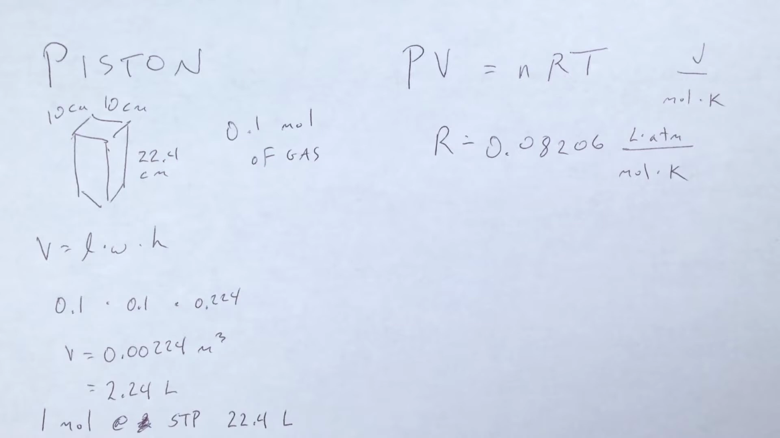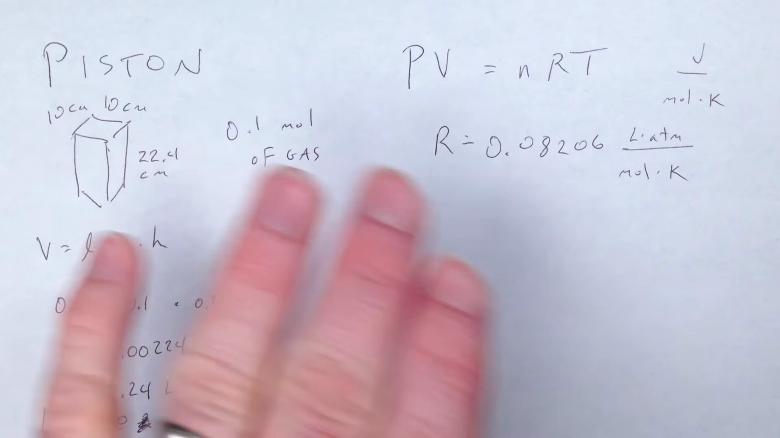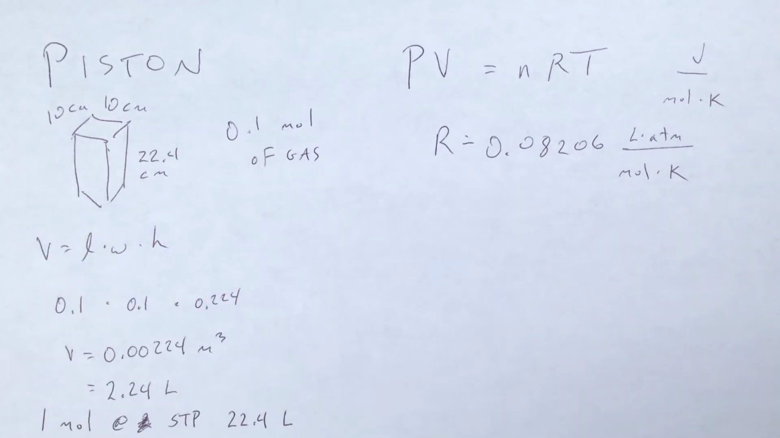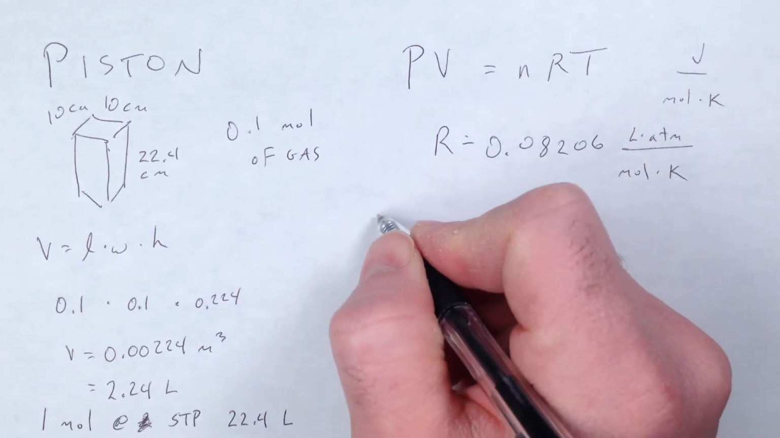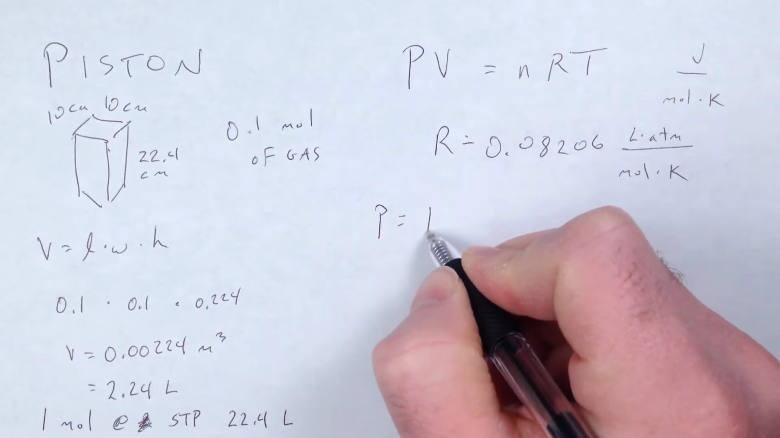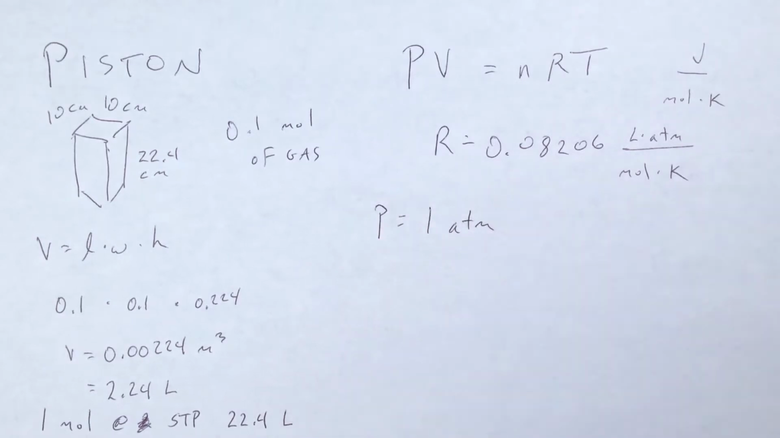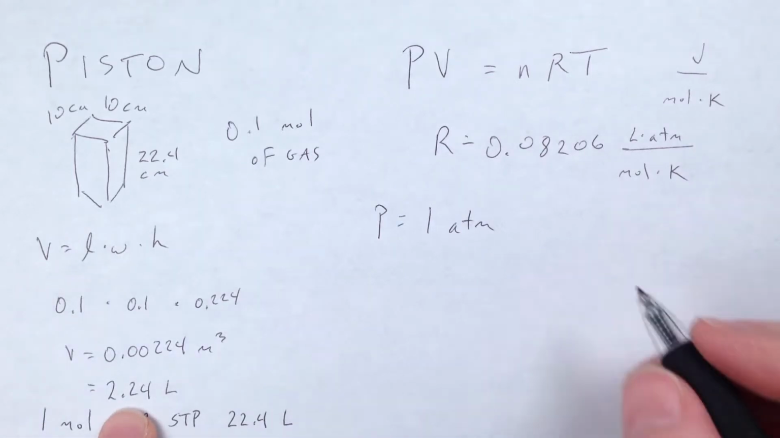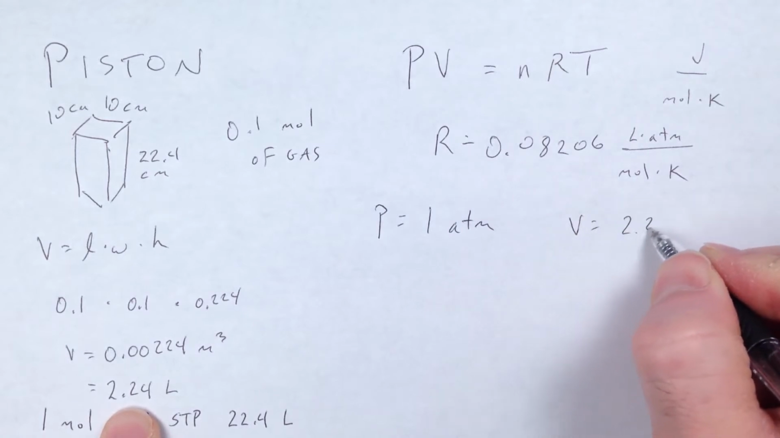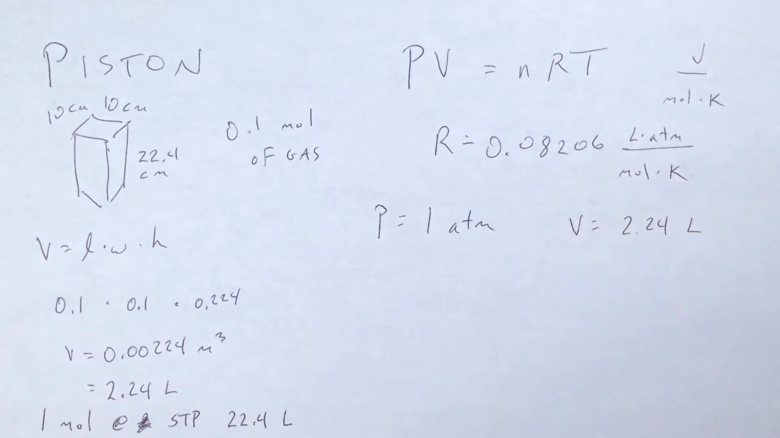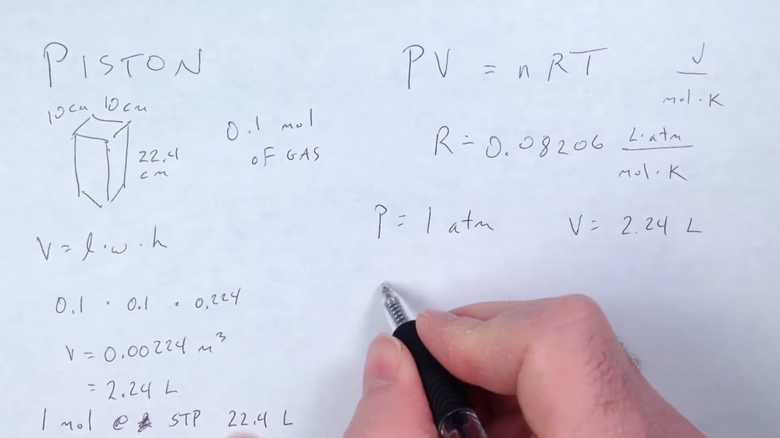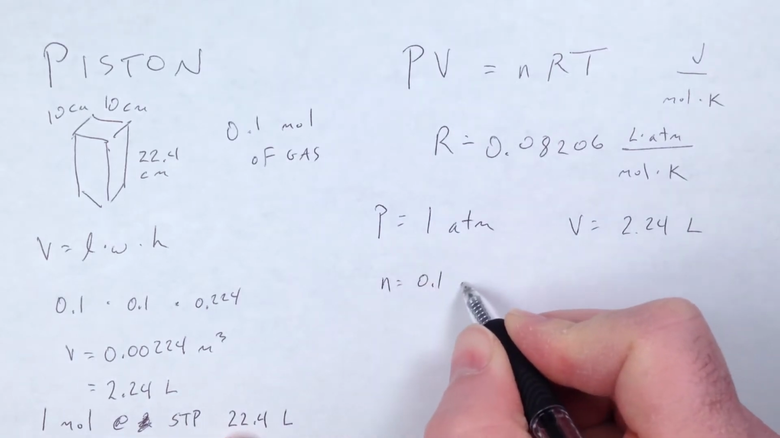No reason to wait. Let's just make sure that that equation works for this scenario. So let's just start out with pressure at 1 atmosphere. That's just normal air pressure. We know what the volume is. It's 2.24 liters. Okay, now based on this knowledge, we know that this is 1/10 of a mole. So n is equal to 0.1 moles.